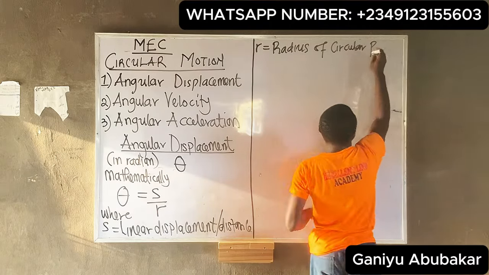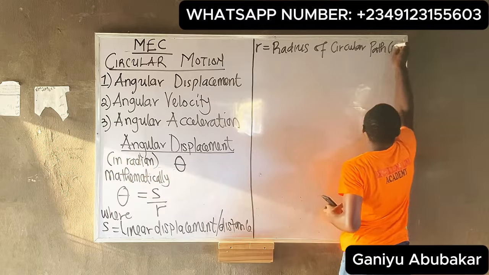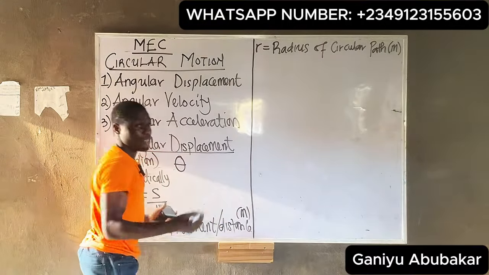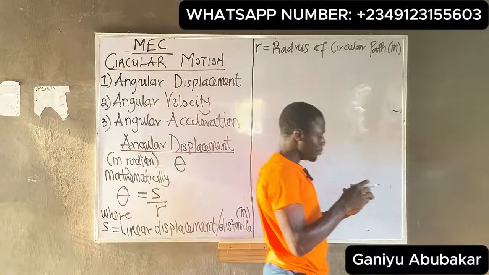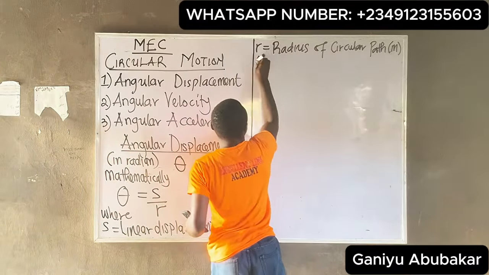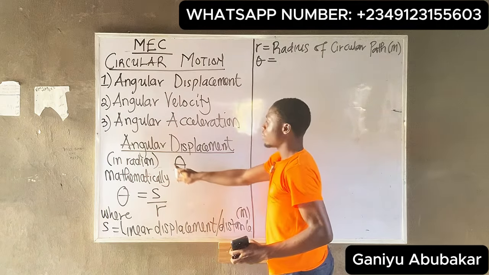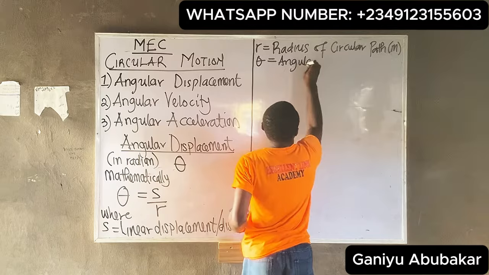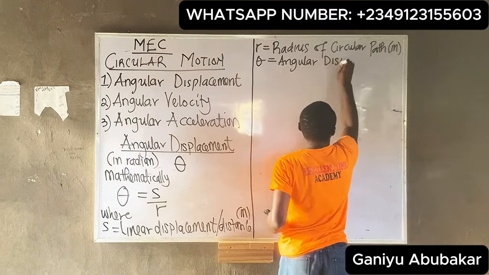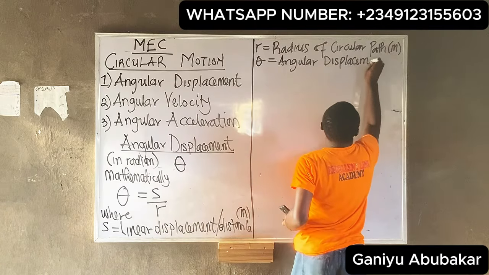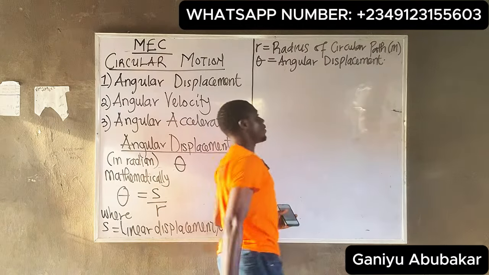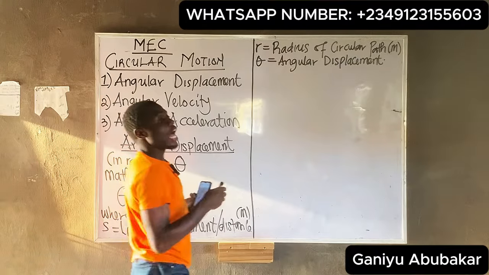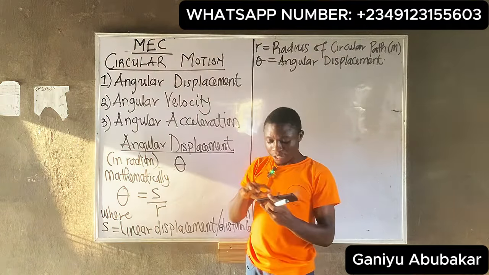Am I correct? So also in meters, right? This one too is measured in meters. Their distance in meters. This one too is in meters. Finally, theta. What's theta? Angular displacement. All right. Also, what will be the SI unit for angular displacement?